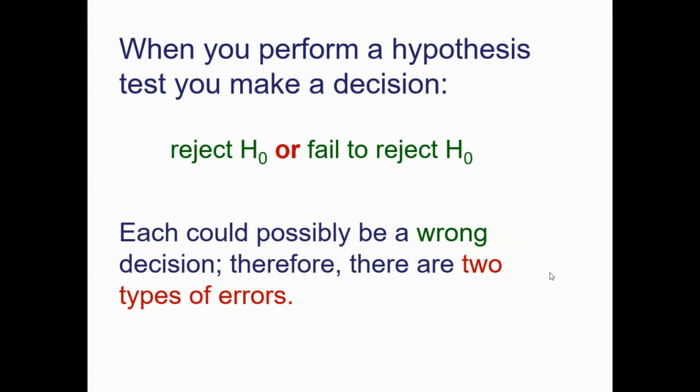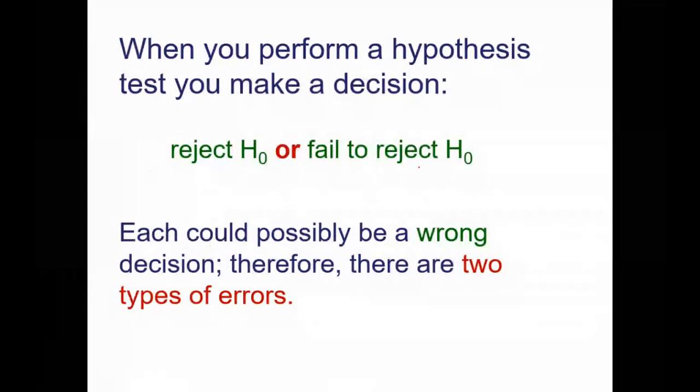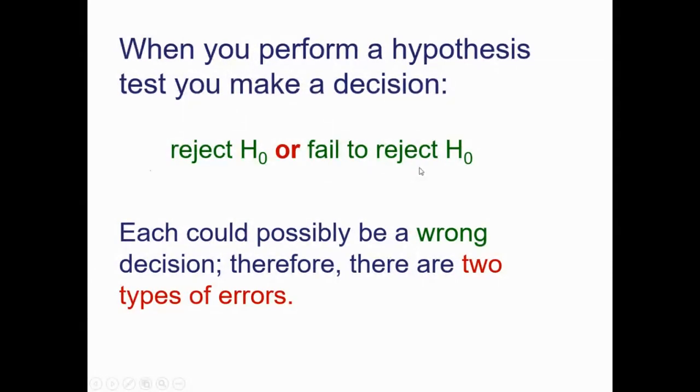Therefore, we have two types of errors. We could have a wrong decision where we need to reject H naught, but we don't. So we need to reject it, but we don't, or vice versa. We need to fail to reject, but then we conclude that we reject it. So it could go either way.